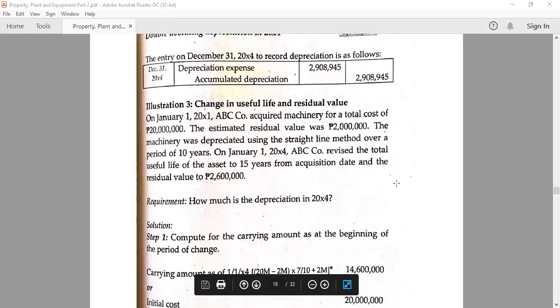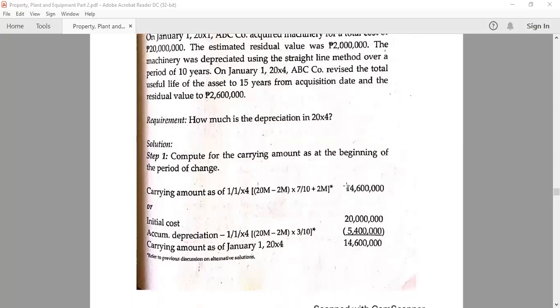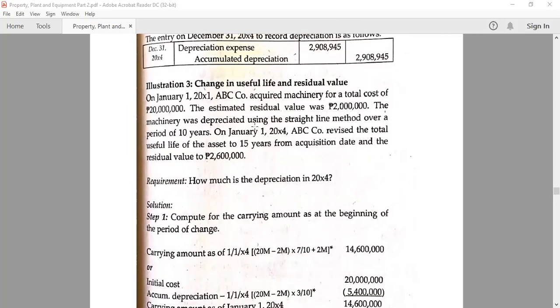Next, illustration. What about if there's a change in useful life and also in our residual value? So simple, we just have to incorporate whatever is the residual value. So instead of 20M as our cost, we use 18M as the depreciable amount. Then it's from a movement of, let's check, straight line. Then, yeah, still straight line. If no mention of the change of depreciation method, it simply means that we are still using the same.